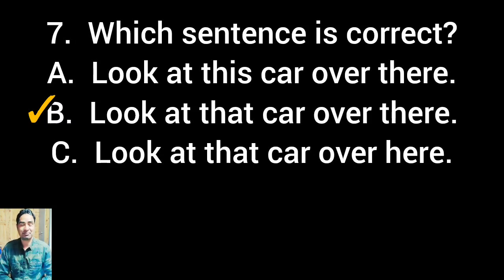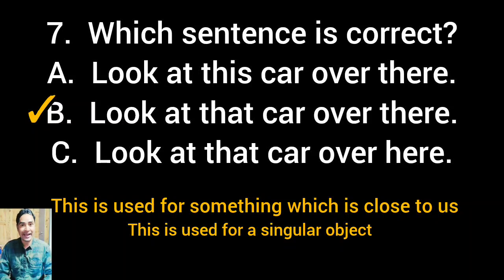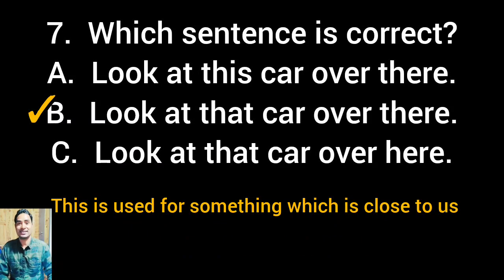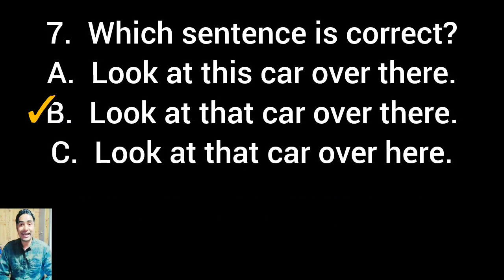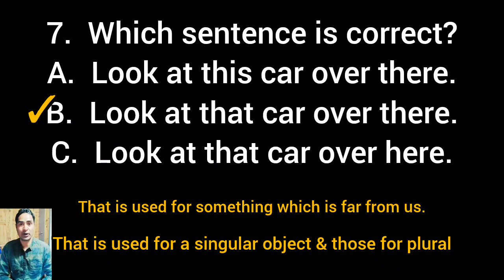But why? Because in English, for something that is close to us, we use this. For example, this is a pen. This is a mobile. This is a table. This is used for singular and these for plural. These are pens. But that is used for something far from us: that for singular and those for plural.